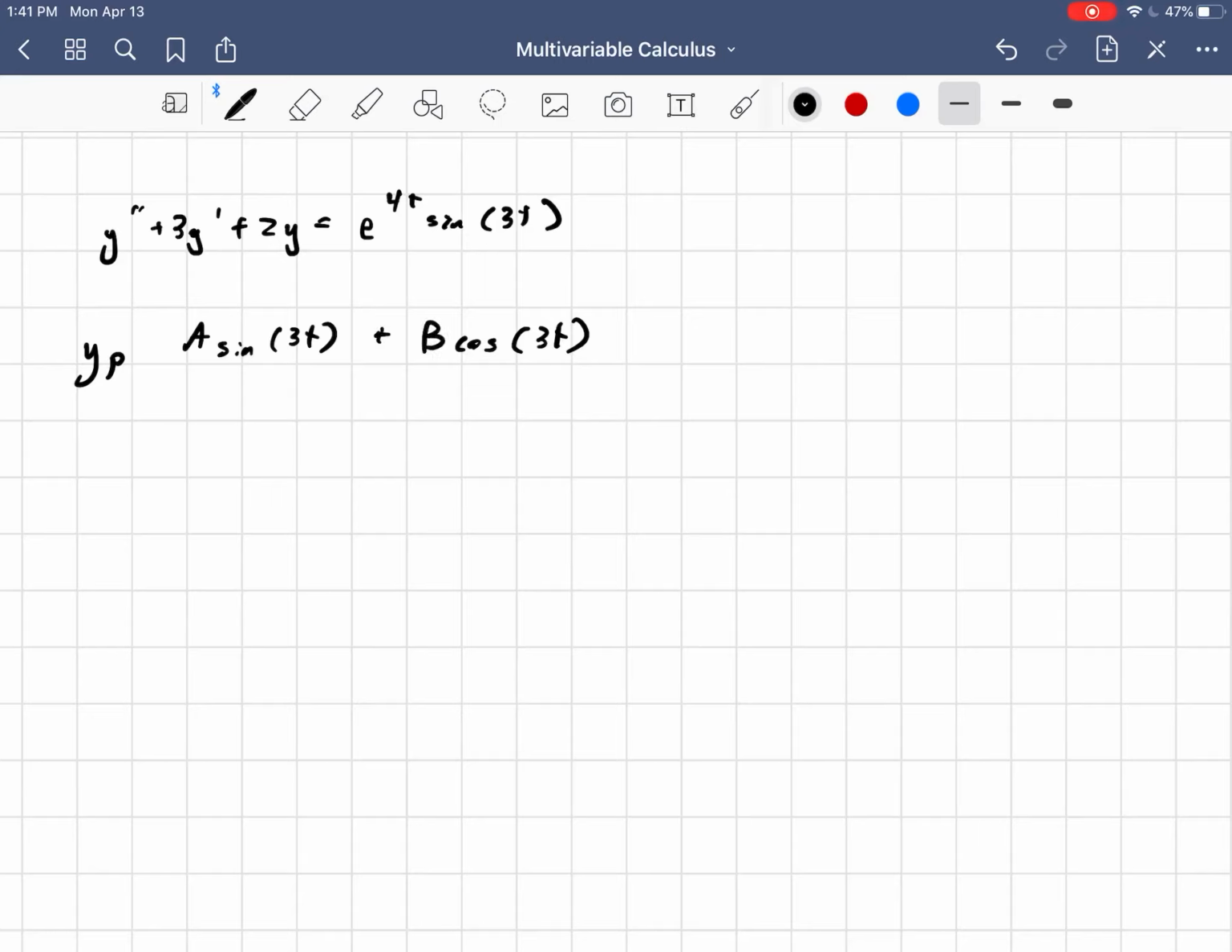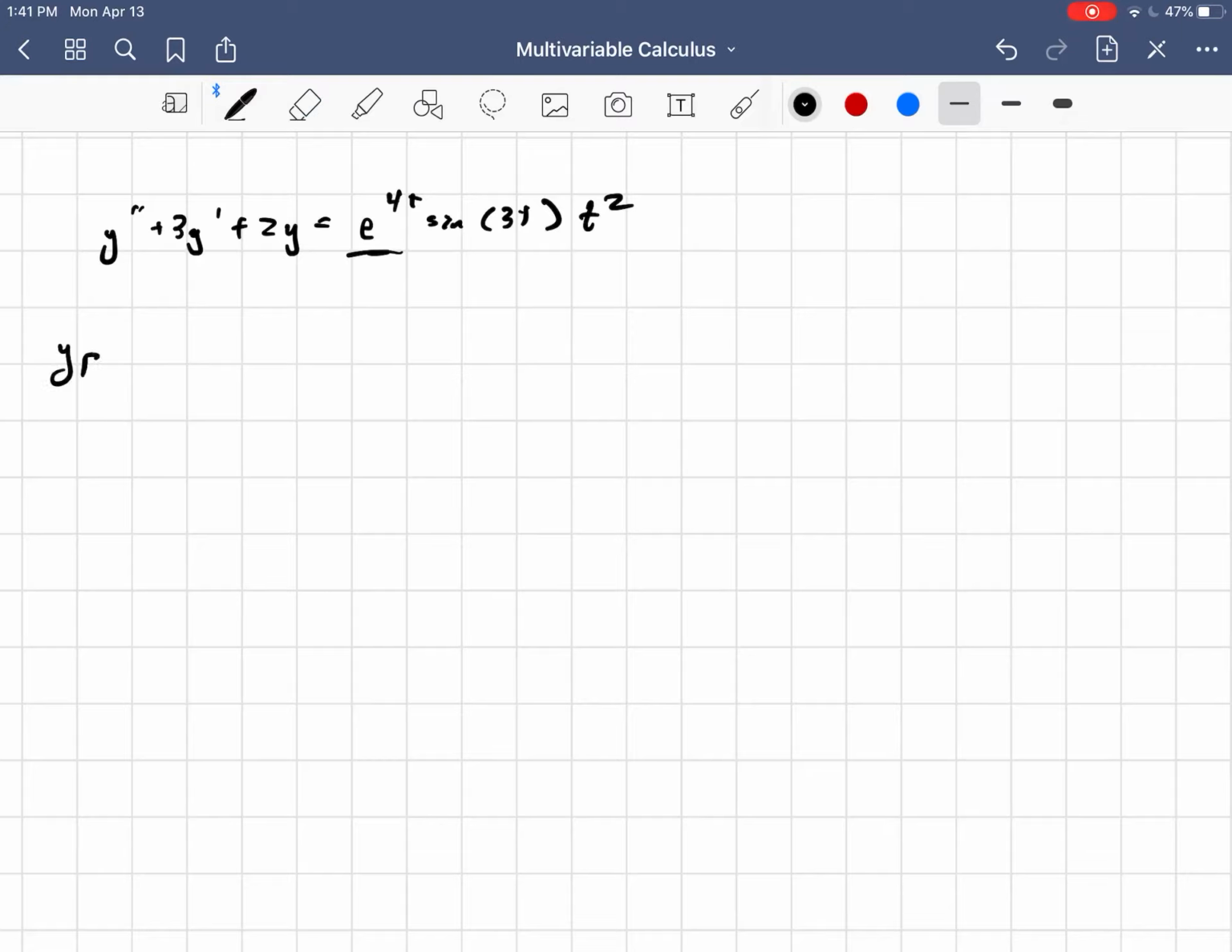And we're going to need a linear combination of sines and cosines. And of course, that all has to be multiplied by e to the 4t, because if it weren't, then we would have no chance of getting this e to the 4t. And so that should be your y sub p guess for that particular function.